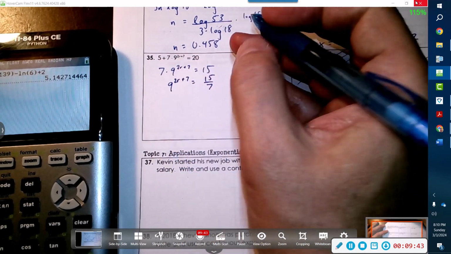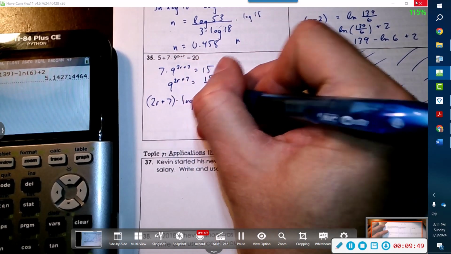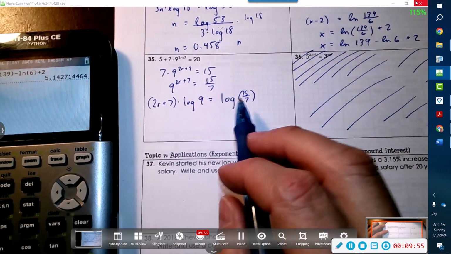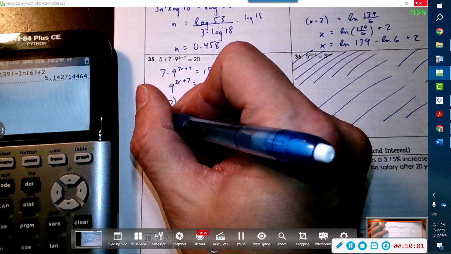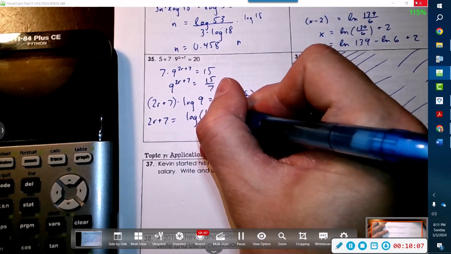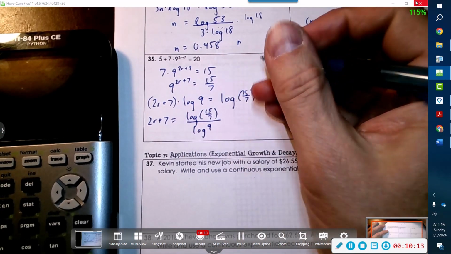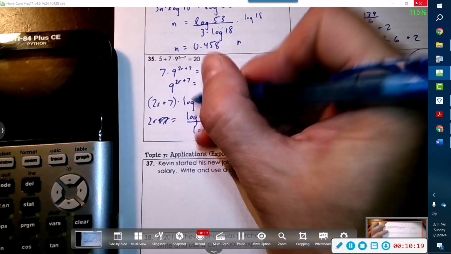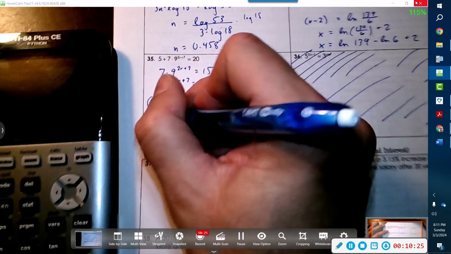So the log, we'll put the 2r plus 7 in front, and then we have the log base 9. That's going to equal the log of 15 over 7, which is the same as the log of 15 minus the log of 7. So now we have 2r plus 7 equals the log of 15 over 7 divided by the log of 9. Then we're going to subtract 7, so now those guys are by themselves. Then we take that whole number and divide by 2, and that's going to be your r.